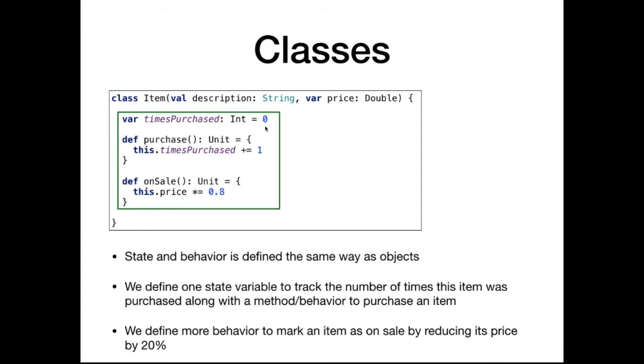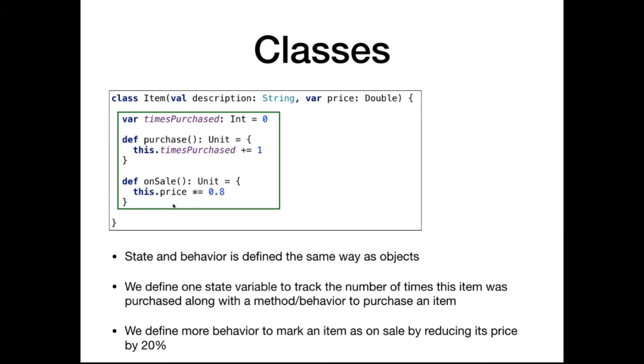We want to know for our inventory purposes, and for accounting and everything, how many times was this particular item purchased. We're going to store that as an int and initialize it to 0. We're going to say this is the internal state of an item in our store. And then we're going to define some behavior that depends on the state. So if somebody purchases this, we're going to have our point of sale software call the purchase method on this object that we create from the class, and that's going to increment the times purchased variable by 1.